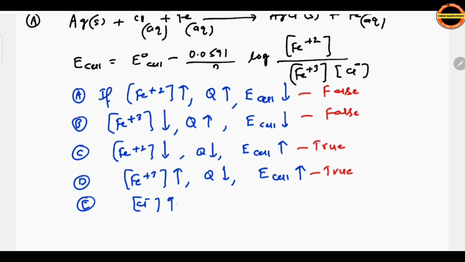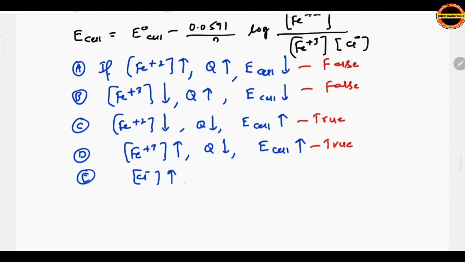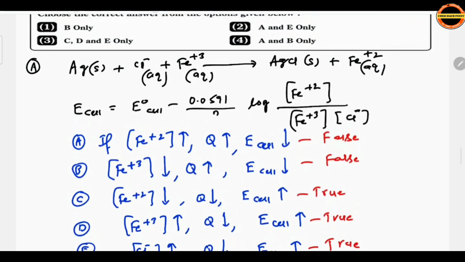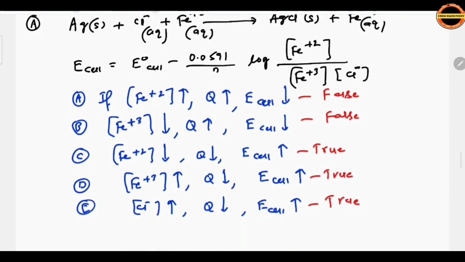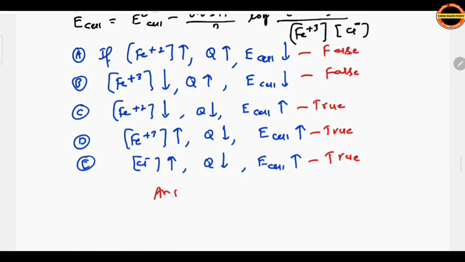If the Cl minus concentration increases, what happens here? The Q value decreases because Cl minus is in the denominator. So then the E cell value increases. Even this statement is also true. So now, what is the correct answer based on this? The correct answer is CDE. Hence the answer is CDE, the correct answer for the given question.